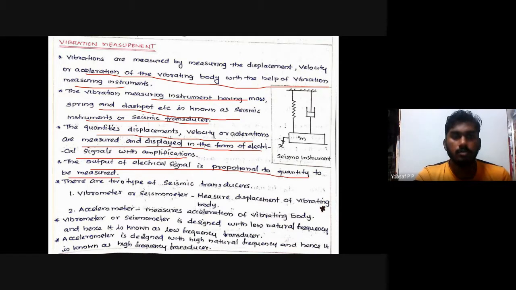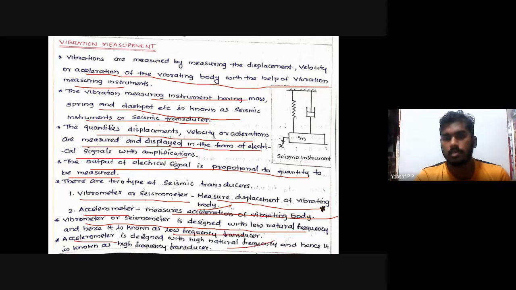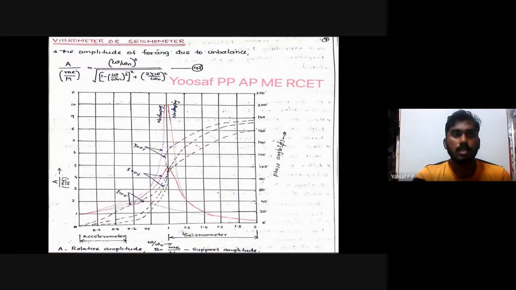There are two types of seismic transducer. One is the vibrometer or seismometer, the second one is the accelerometer. Vibrometer measures the displacement of the vibrating body. Accelerometer measures the acceleration of the vibrating body. Vibrometer or seismometer is designed with low natural frequency and is known as a low frequency transducer. Accelerometer is designed for high natural frequency and it is known as a high frequency transducer. This figure shows the vibrometer or seismometer amplitude ratio.